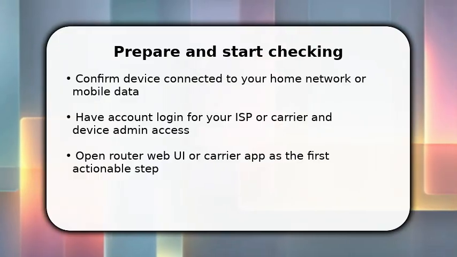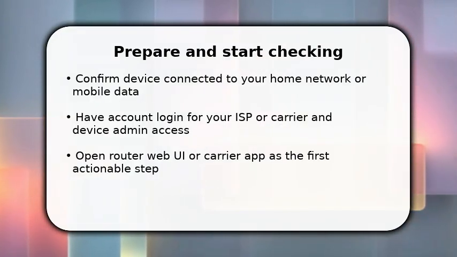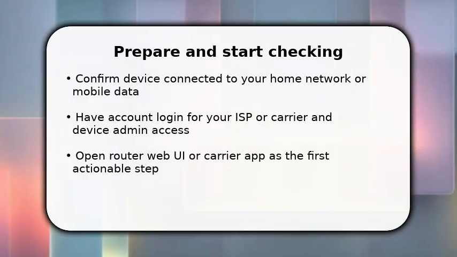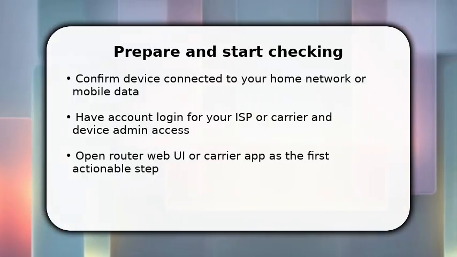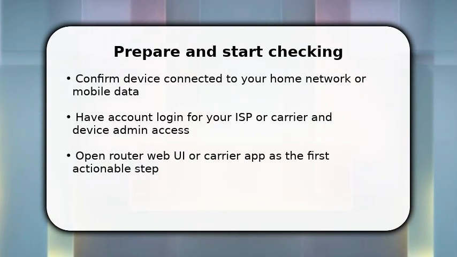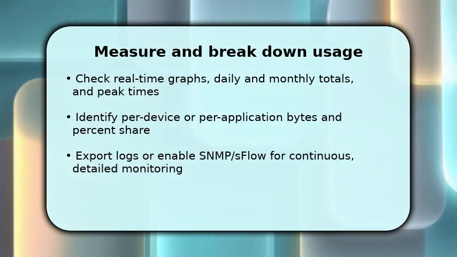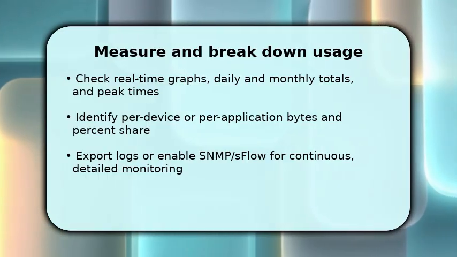Make sure to choose the right WAN or mobile interface. Some panels list multiple connections. This is the first actionable step because it gives immediate meter readings and timestamps, so you can compare current use with expectations. Once done viewing the summary, drill down to per device or per application details to find heavy consumers.